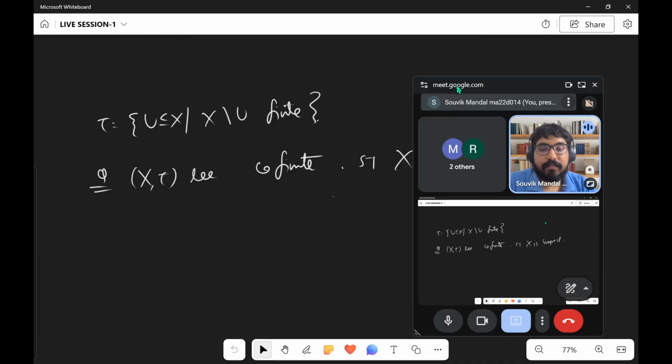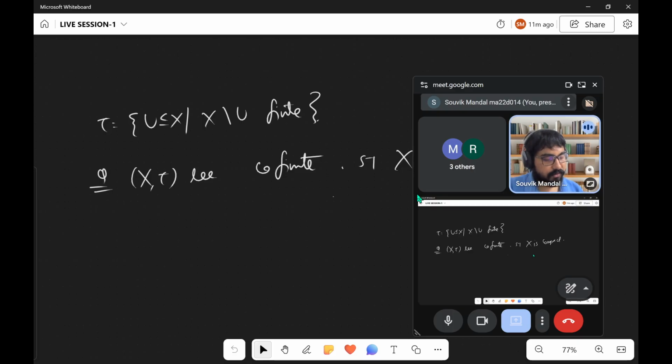So Rahul, can you please explain how, if the space is cofinite, it will be compact? Sir, we need to find an open cover for X. No, no. In order to show something is compact, what we need to show is that any open cover will admit a finite subcover. Correct? Any open cover, right? Yes, sir.